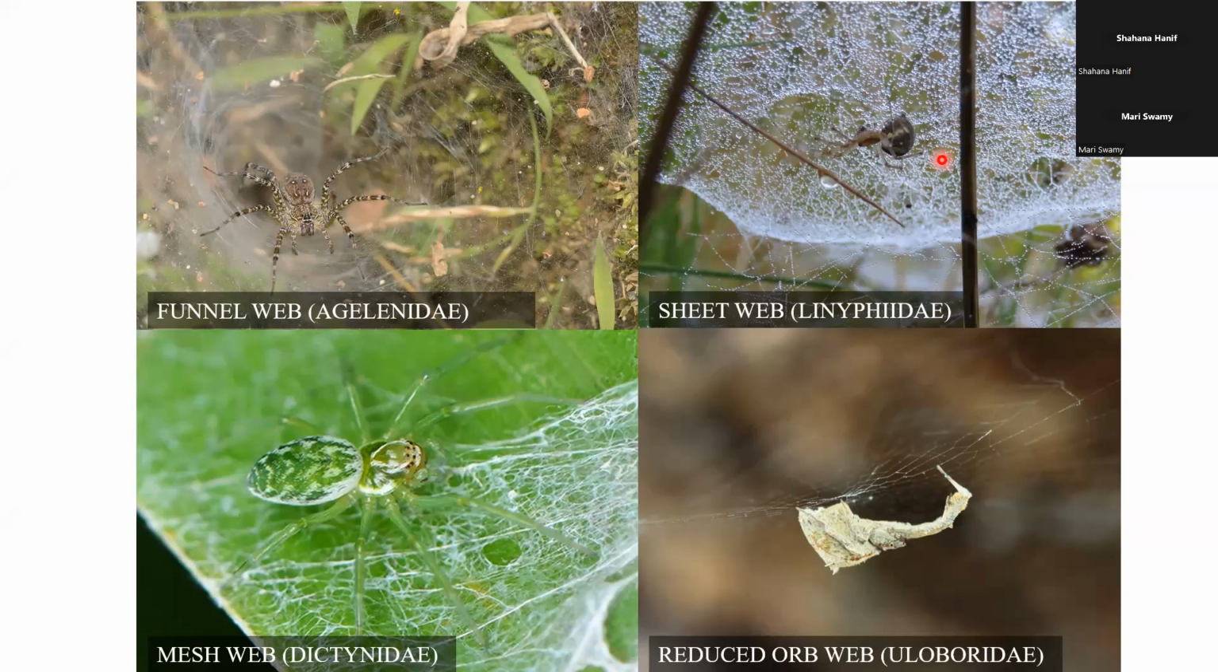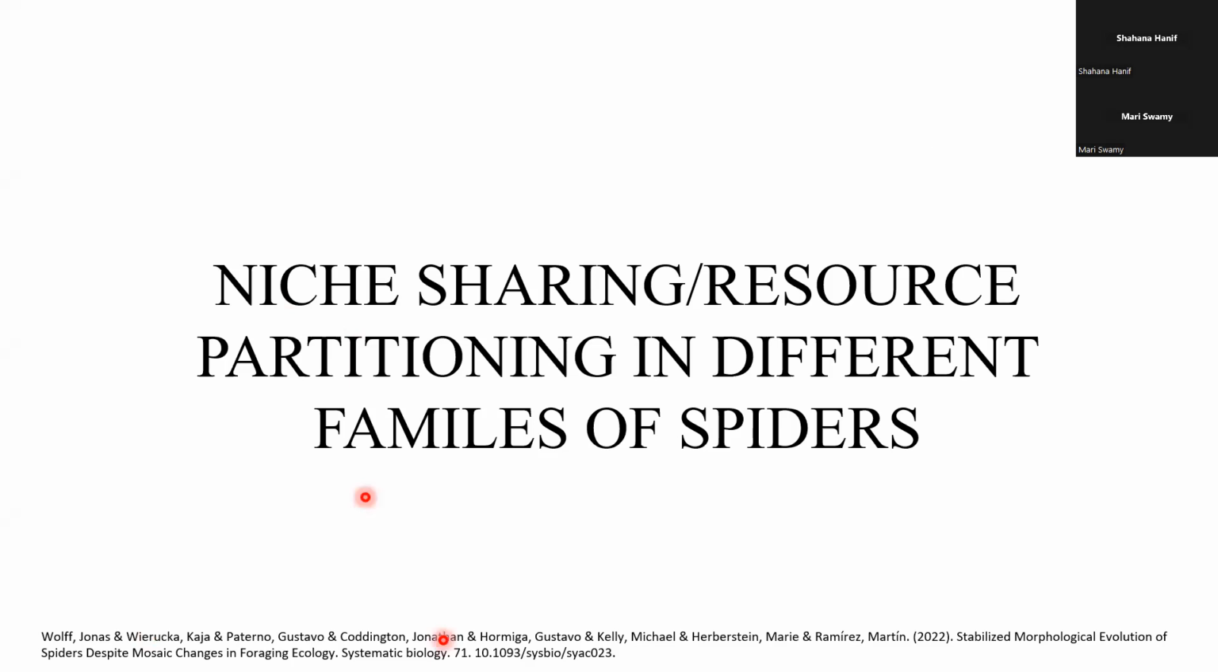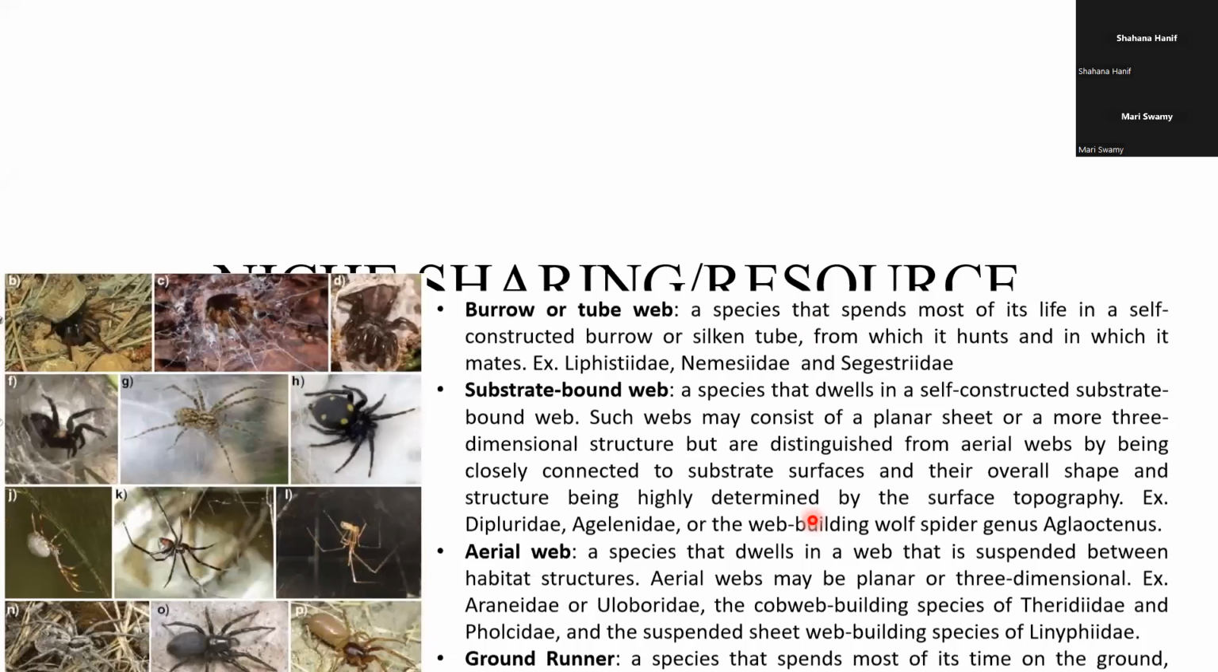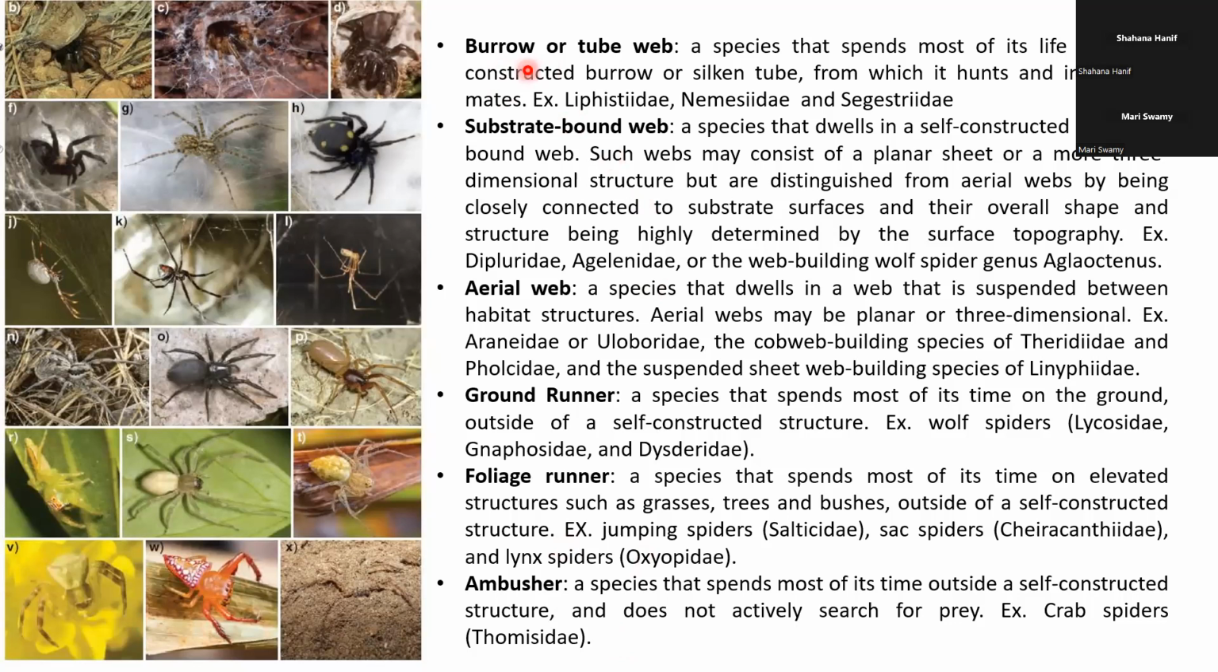Again, I'll be citing another paper. This is Wolff et al. 2022. This is a recent paper. Those who are really interested in working on spider ecology can read this paper. Phylogenetically, they have structured and scaled each web pattern and their guild patterns. You can see here I have just taken out some of the definitions. You can see burrow or tube web, this one, and substrate-bound web, these ones, and then aerial. I won't go into the definitions because I think you can all read this.